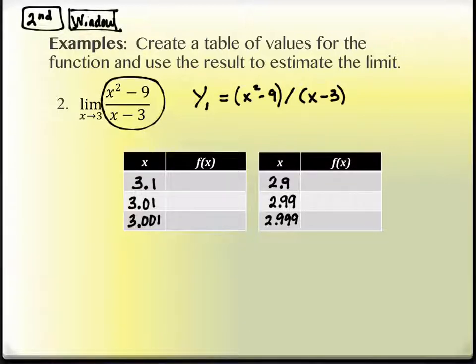So these are kind of our go-to values. If this had said x approaches 0, let me talk about what that would look like for just a moment. If it was the limit as x approaches 0, we would need values slightly larger and slightly smaller than 0. And if we were doing that and we had our x column, it would be 0.1, 0.01, and 0.001, right? Those are slightly bigger than 0.